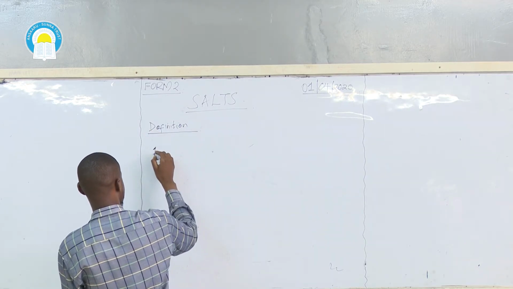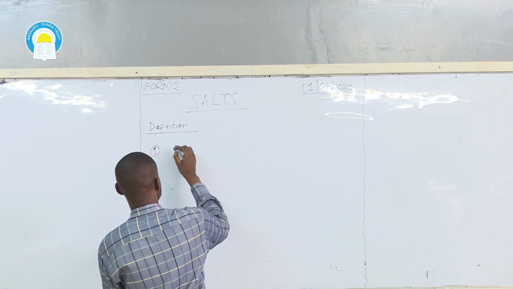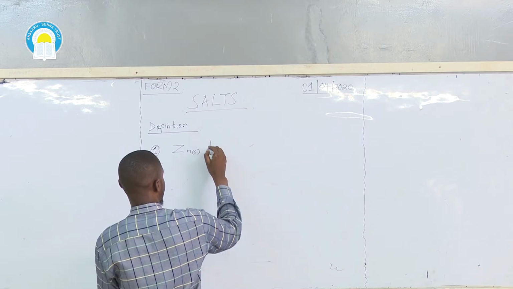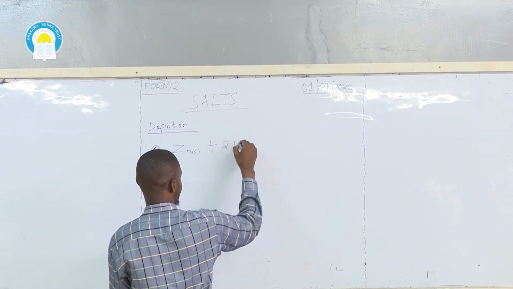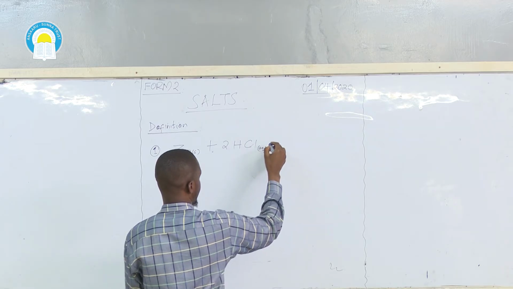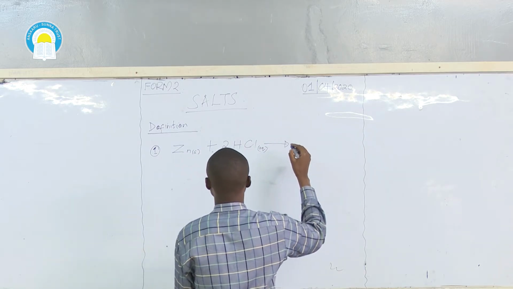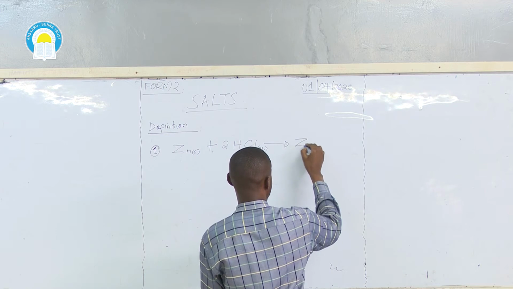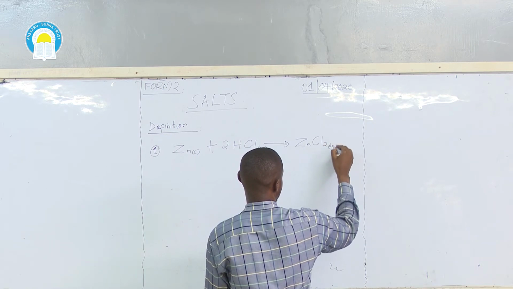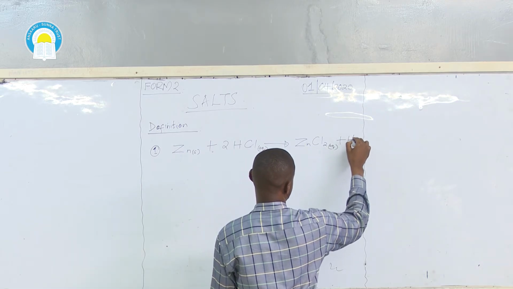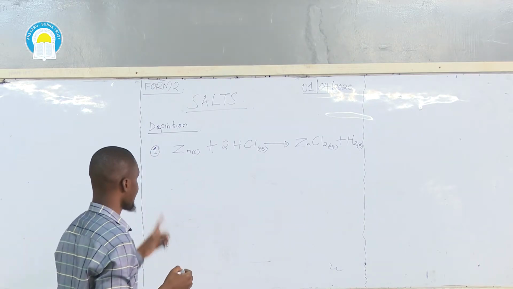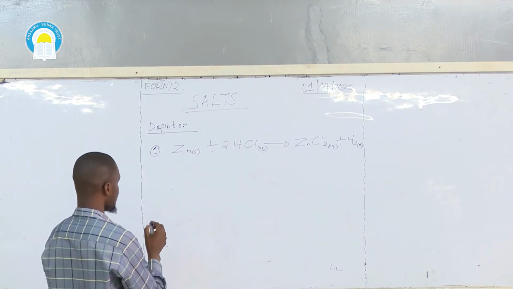We'll use two equations. The first equation would be zinc metal reacting with 2 moles of hydrochloric acid to form 1 mole of zinc chloride and hydrogen gas. This is the first reaction we'll use to define salt.